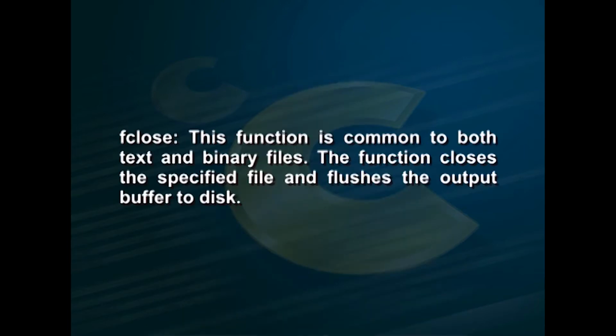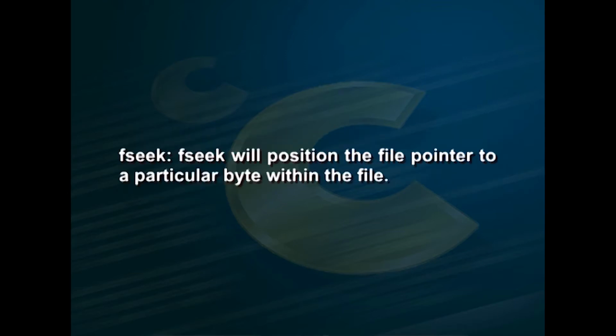fclose. This function is common to both text and binary files. The function closes the specified file and flushes the output buffer to disk. fseek. fseek will position the file pointer to a particular byte within the file. The file pointer is a parameter maintained by the operating system and determines where the next read will come from or to where the next write will go.